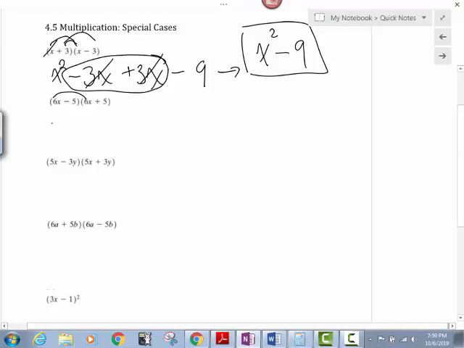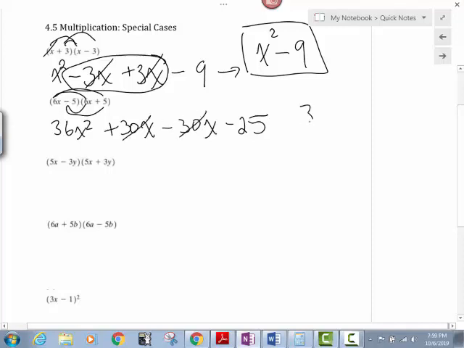So 6x times 6x is a 36x squared. 6 times 5 is 30x. Negative 5 times 6 is a negative 30x. And negative 5 times positive 5 is a negative 25. Okay. So guys, again, these 30x's will cancel. And we'll end up with a 36x squared minus 25, right? Again, the process is still the same, right? That's the important part.